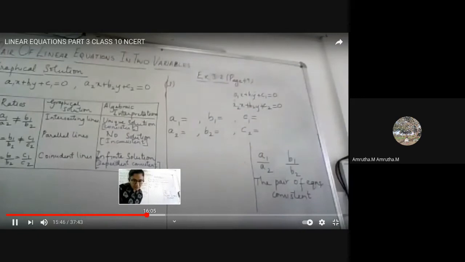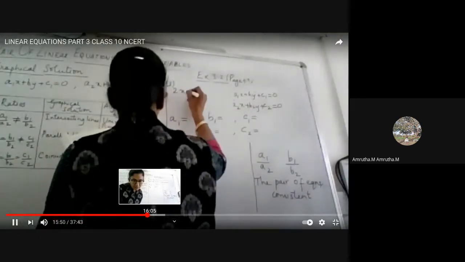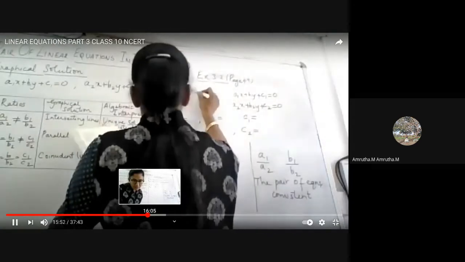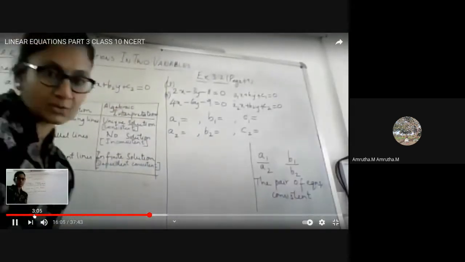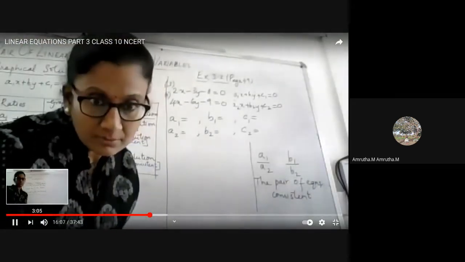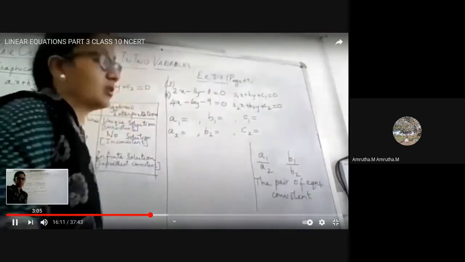It is 2x minus 3y equals 8, or I'll write it in the standard form itself: 2x minus 3y minus 8 equals 0. And the second one is 4x minus 6y minus 9 equals 0. This is the second one we are doing. So now compare and try to get. Is someone getting added? No.